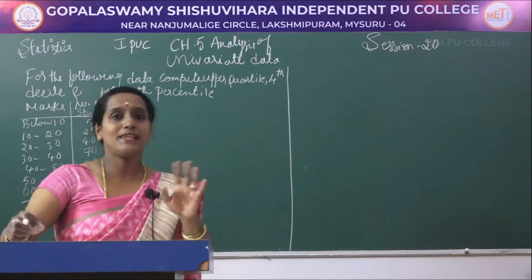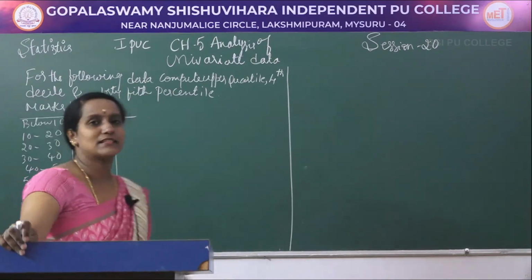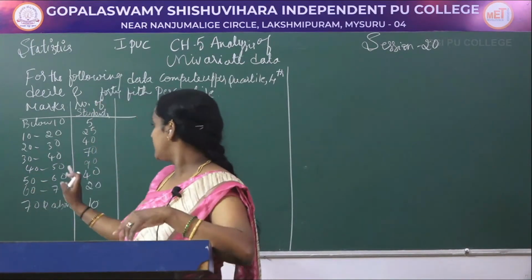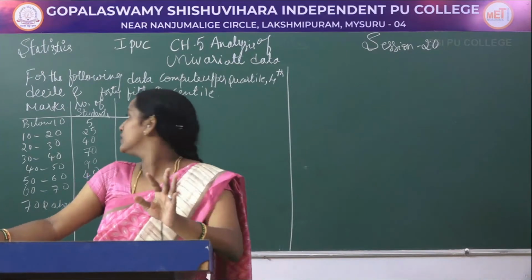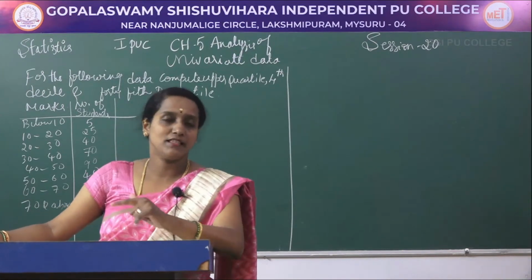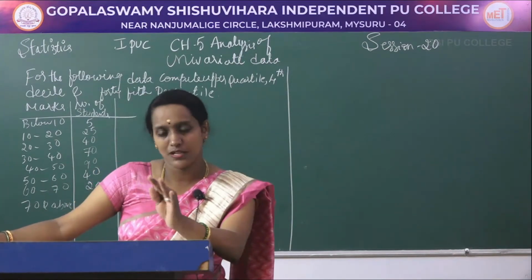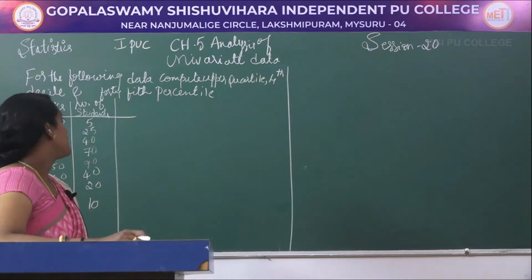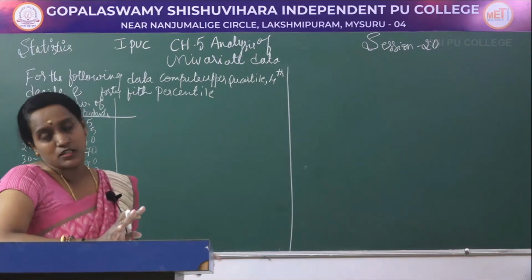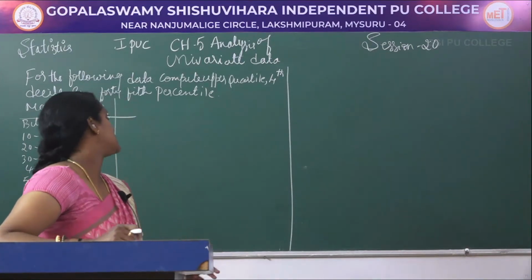This is an open-end distribution. Do you know what we mean by open-end? The last class interval is open-end, that is 70 and above. They have not mentioned up to how many marks. This type of interval we call open-end class intervals and open-end distributions. Here they have given the number of students, and the first step is to calculate the quartiles, deciles and percentiles.